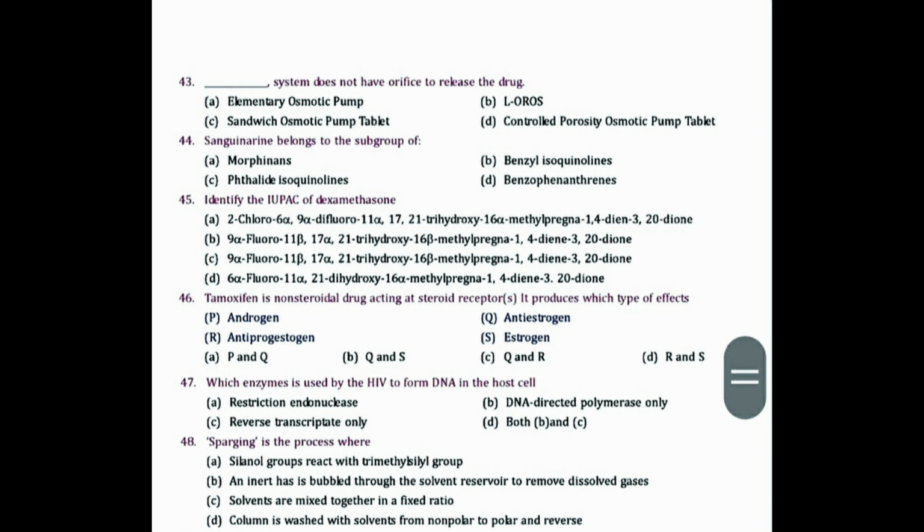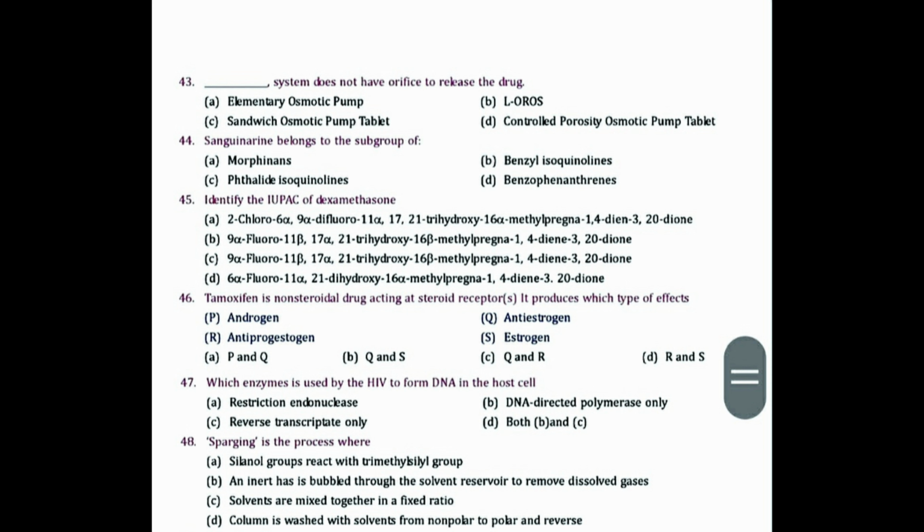Next question number 43. Which system does not have an orifice to release the drug? Option A, elementary osmotic pump; B, L-OROS; C, sandwich osmotic pump tablet; D, controlled porosity osmotic pump tablet. Correct answer is option D.